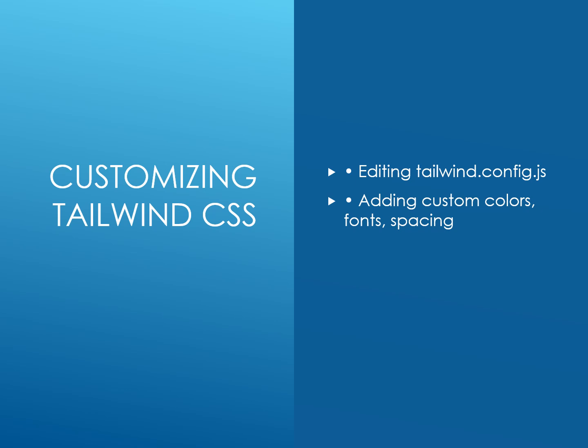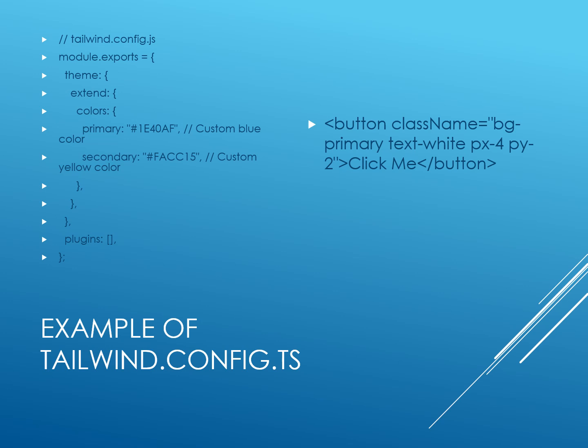So how do you customize your Tailwind CSS? By editing the tailwind.config.js file, you can customize your Tailwind CSS. You can add custom colors, fonts and spacing there. This is an example: if you want to set colors of primary and secondary, so you can use them in your Next.js application.